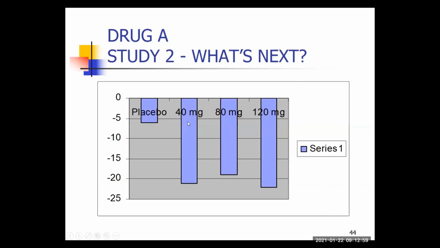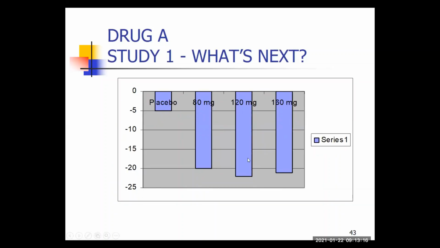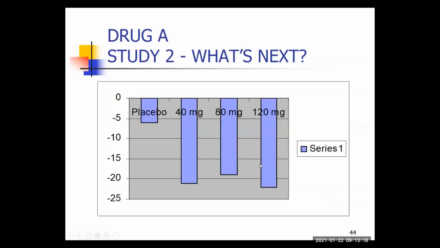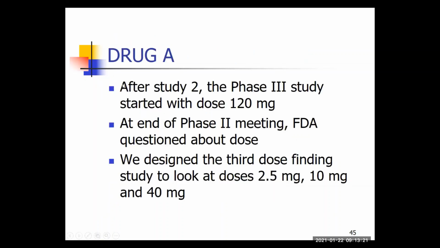In study 2, we used 40, 80, and 120. Again, 40 works, but we did not see a dose-response relationship. But apparently 120 is doing pretty good. You look at this, and you say, 120 is pretty good. So we engaged in a phase 3 study. After study 2, we started the phase 3 study with 120 milligram. And of course, in this process, we have an end of phase 2 meeting with FDA. And FDA questions about the dose.